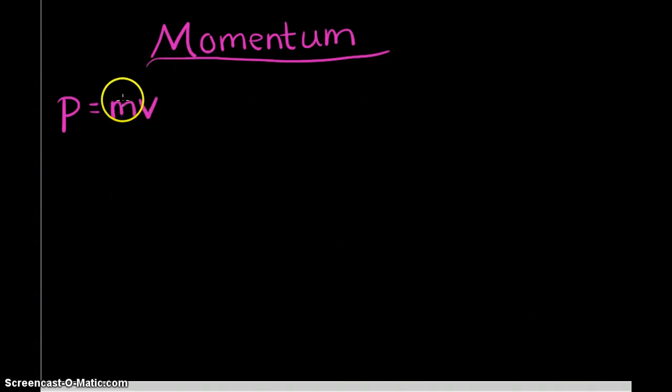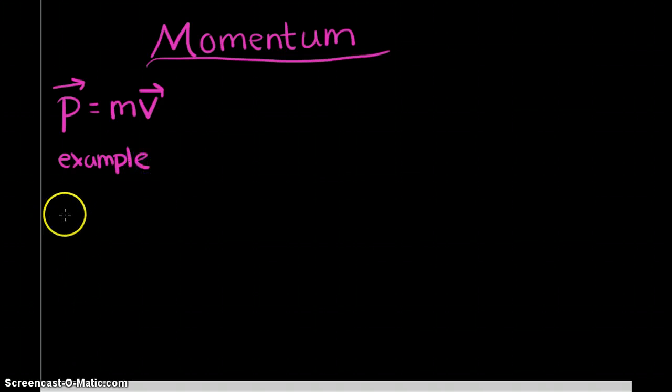And we know that mass is a scalar, and we know that velocity is a vector, and that means that momentum is a vector quantity. Whatever the sign of the velocity, that's going to be the sign of your momentum because the mass won't contribute a sign.